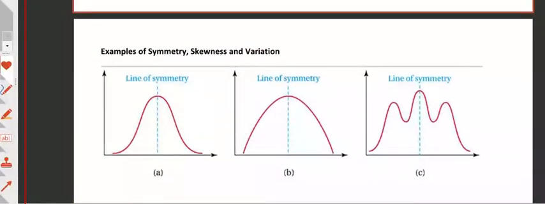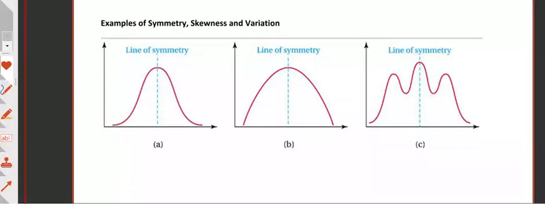Here's some examples of symmetry, skewness, and variation. Like the heights of women that we saw earlier, that one was symmetric. Nice bell shape, middle line of symmetry. Or it might look sort of like an upside down parabola. That one's symmetric. Left and right, if you folded it, they would be mirror images.